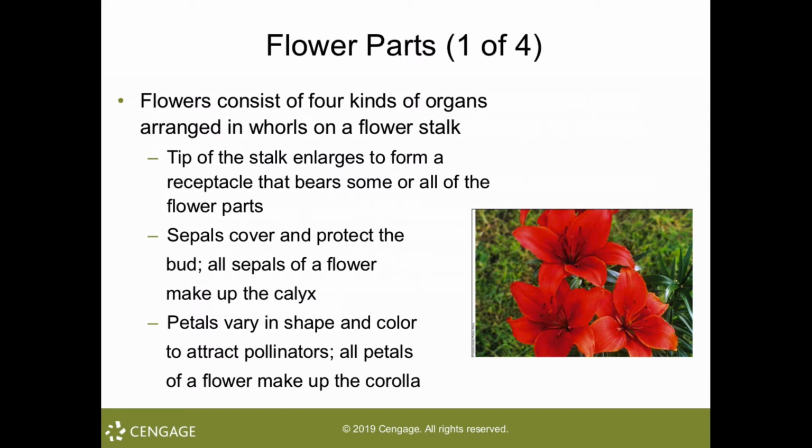So at the tip of the stalk is the receptacle on which some or all flower parts are borne. All 4 flower parts are important in the reproductive process, but only the stamens, which are the male organs, and carpels, which are the female organs, are direct participants in the sexual reproduction. Sepals and petals are sterile.